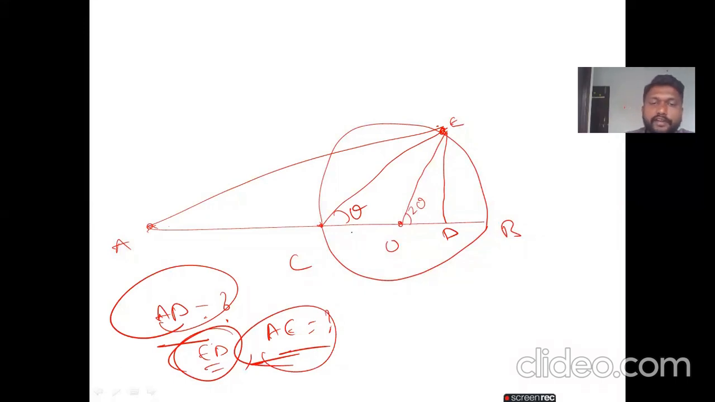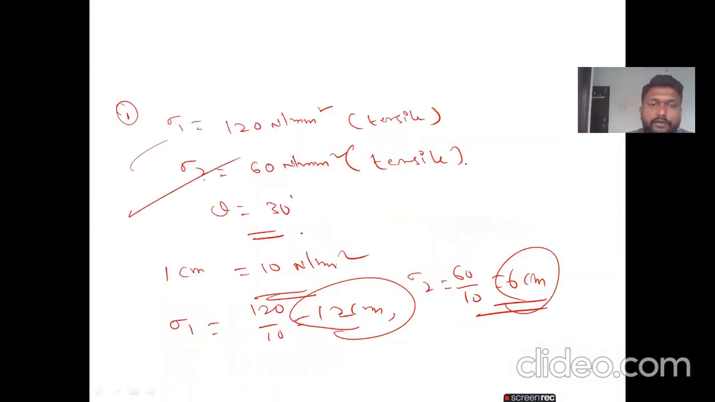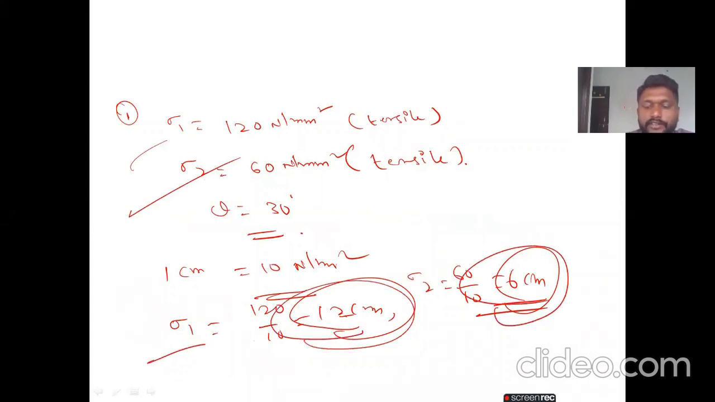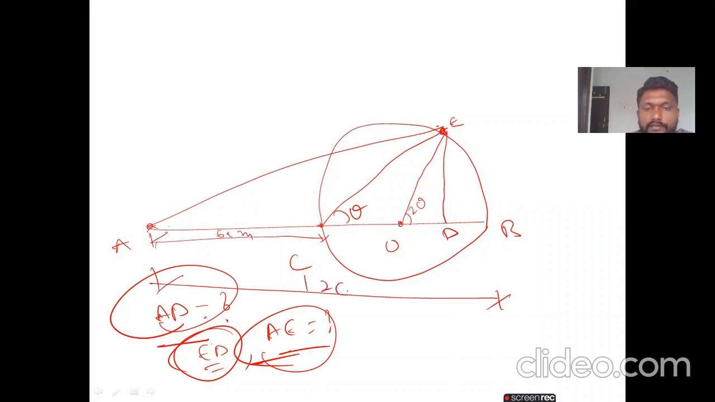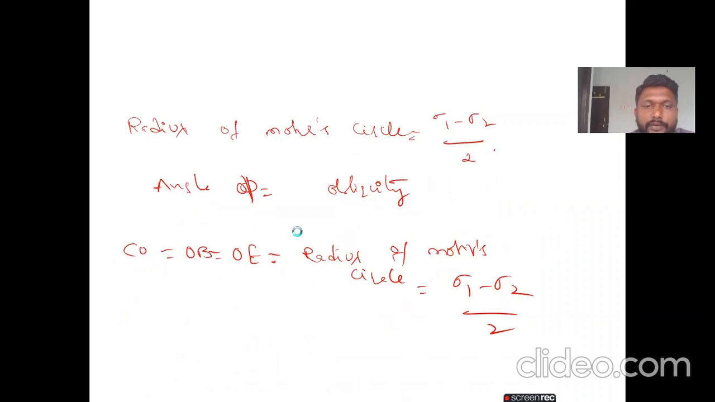So in the question they gave sigma 1 and sigma 2. We converted: sigma 1 is 12 centimeters, sigma 2 is 6 centimeters. That means, if you observe here, sigma 2 from here to here is 6 centimeters, and from here to here, 12 centimeters. Now, from the data, calculate AD and tell me. Previously, how did we calculate AD? So this formula.